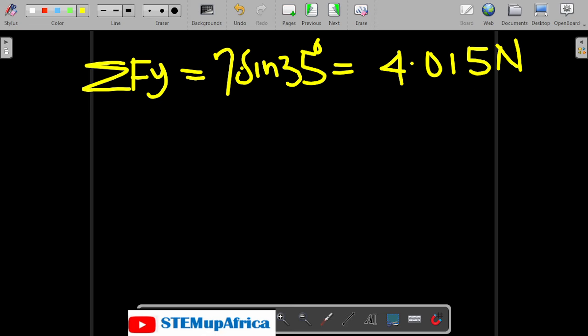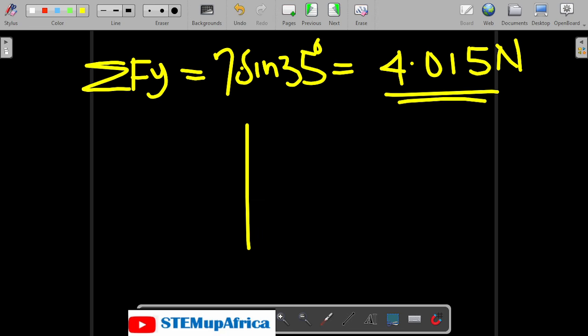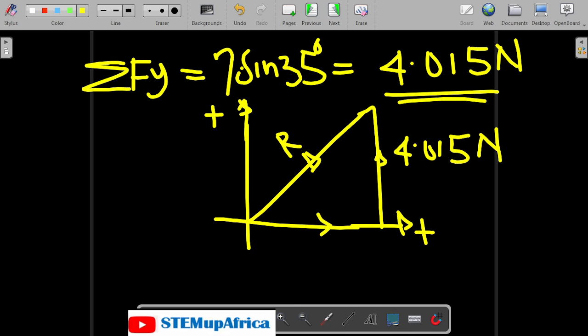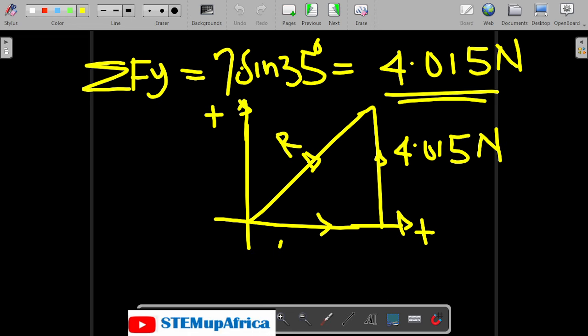The net force diagram is that the y is positive and the x is also positive. So my net force diagram will be in this way. This is positive, while this is also positive. That's why I'm drawing it this way. Then the resultant or the equilibrium force will be here, which is R. So here now, the y is 4.015 Newton, while the x, we calculated earlier, is 14.734 Newton. It's our right angle.